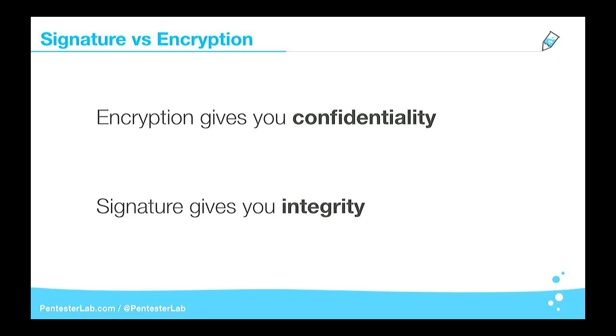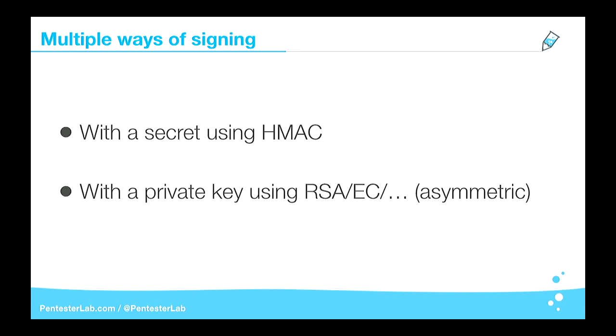So encryption gives you confidentiality, and signature gives you integrity. And those are two different things. If you want to make sure someone didn't tamper with data, you need a signature. Encryption, unless you're using some cipher that provides integrity, does not provide you that. Today we're going to focus on integrity.